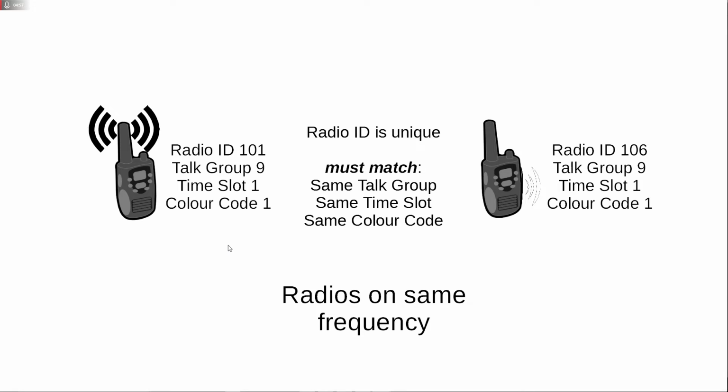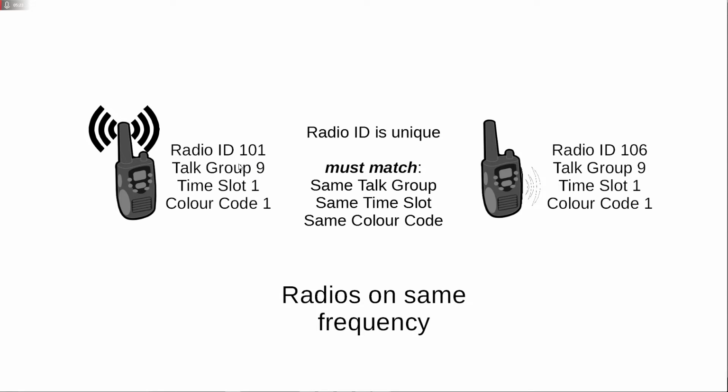One more point to cover. The talk group is only one of the things that needs to match. As we've mentioned before, each radio has a unique ID. These don't need to match. Your radio should be set to a different ID from the ID of other amateurs. And all DMR operators throughout the world should have a different ID.